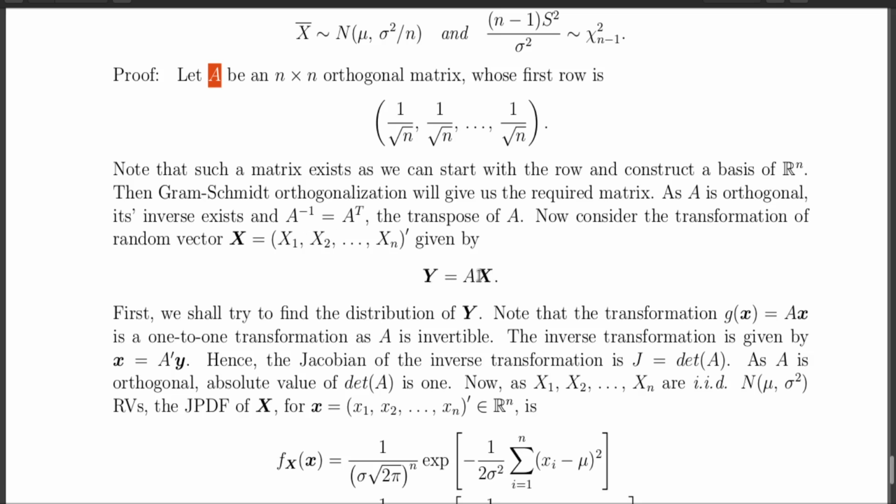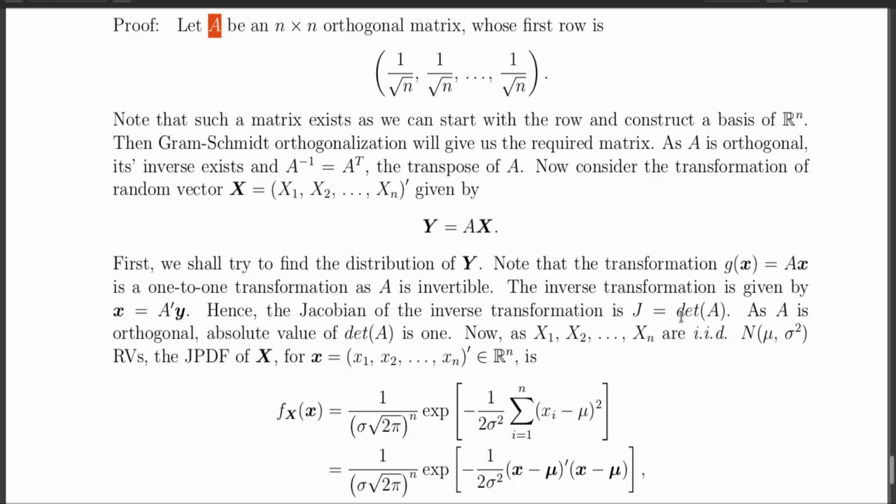Okay, fine. So I can use the Jacobian formula in this case. The only thing I need to find out now is the Jacobian of that inverse transformation. The inverse transformation in this case is nothing but x equals A transpose y, because x equals A inverse y, and A inverse equals A transpose. That's why it is x equals A transpose y.